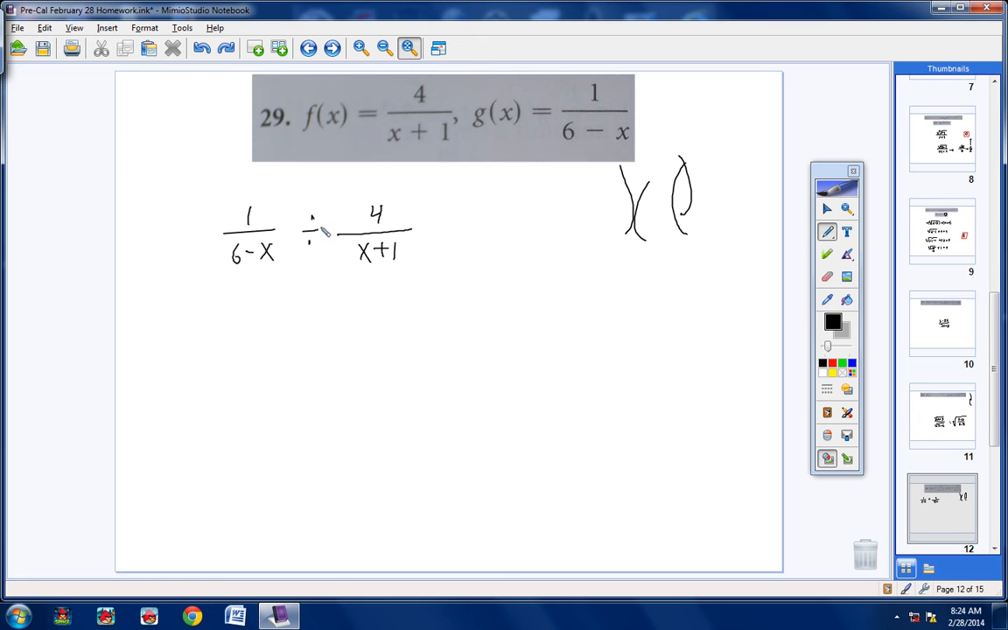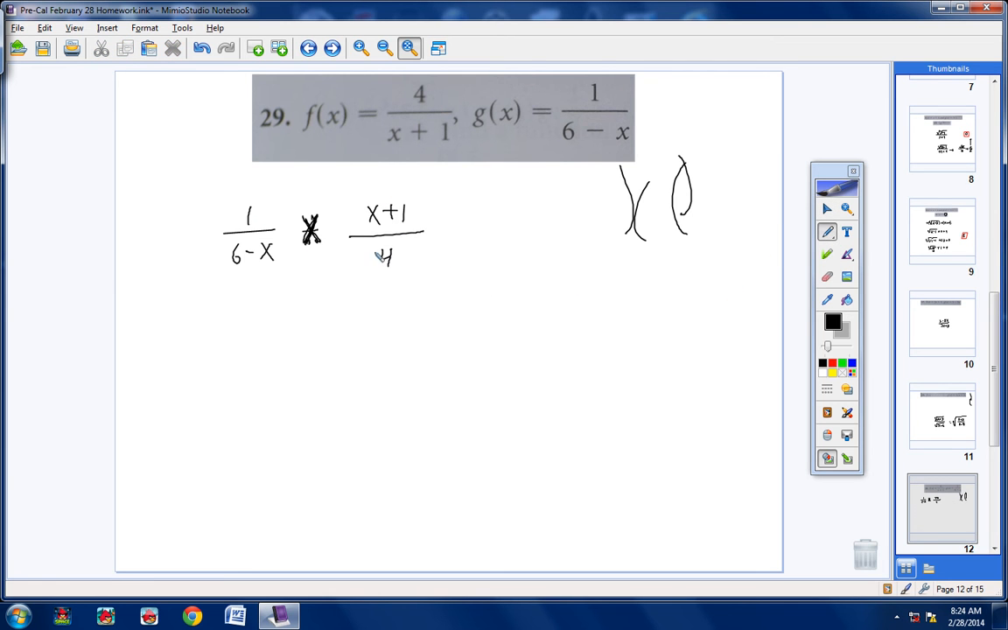Now, of course, if you're going to divide fractions, you make it multiplication, and you flip the second fraction. Let's get this bar out of the way for a second, and let's bring this 4 over here, and let's put the x plus 1 up top. And there, we flip the second fraction.